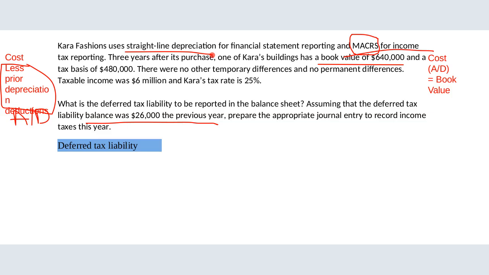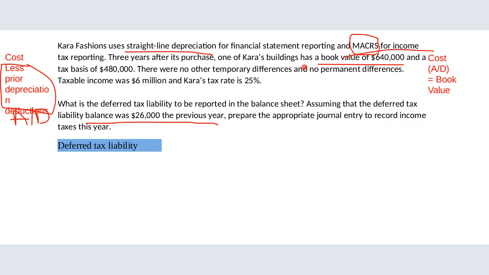Okay, so in any problem that talks about depreciation, lights should go on and off, letting you know that this is a deferred tax liability, because for tax purposes, we're allowed to deduct a higher amount than we are for book purposes most of the time, okay? And so you will assume that this is going to be a deferred tax liability.